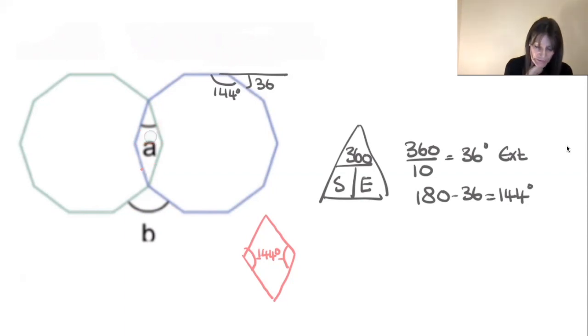Once you've got that fact, then it's really simple to just finish it off, because you've got your 360, you're going to take away the two 144s, okay. So let me just do that.